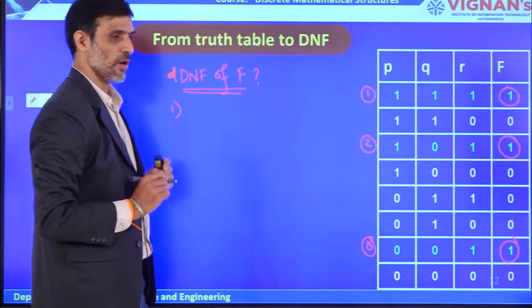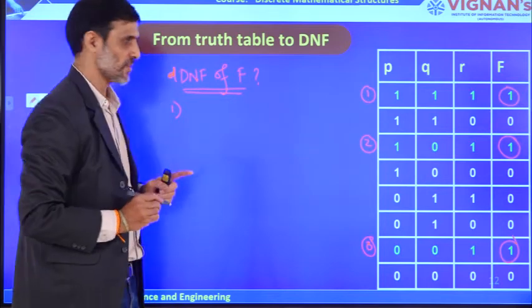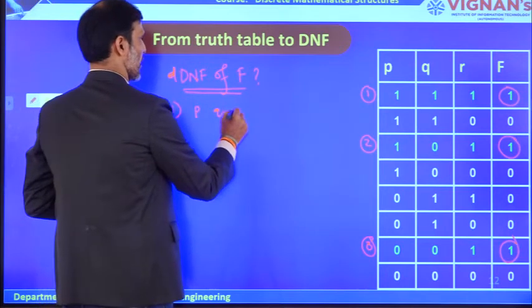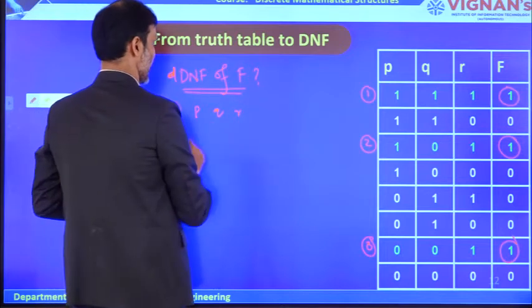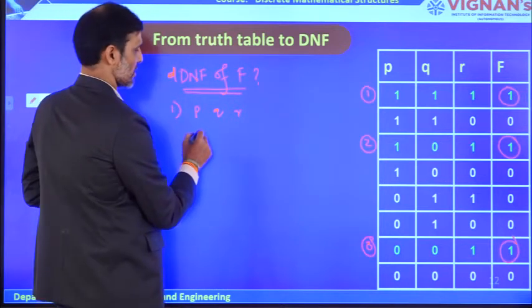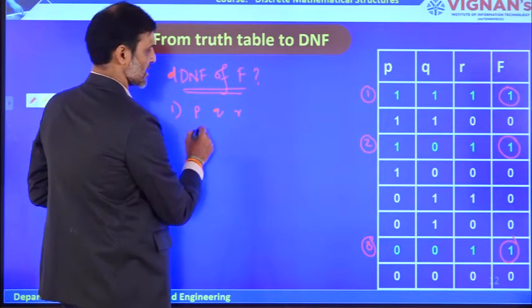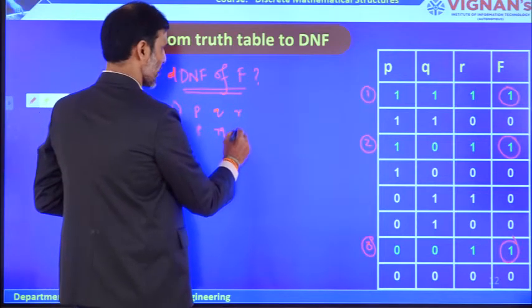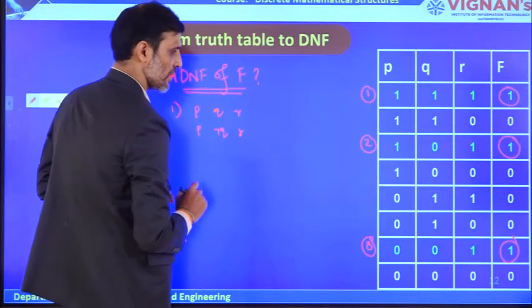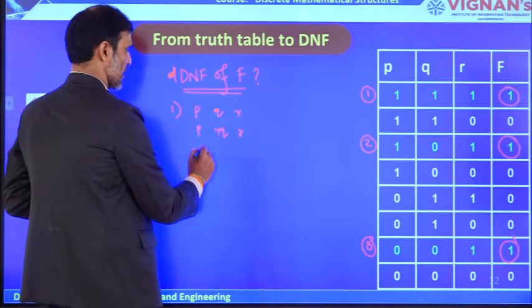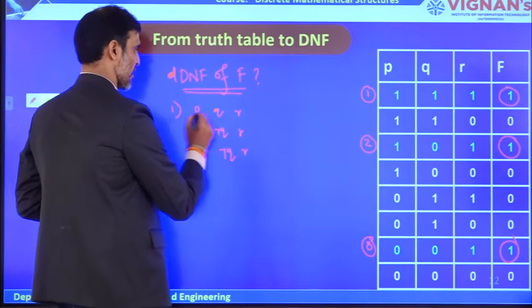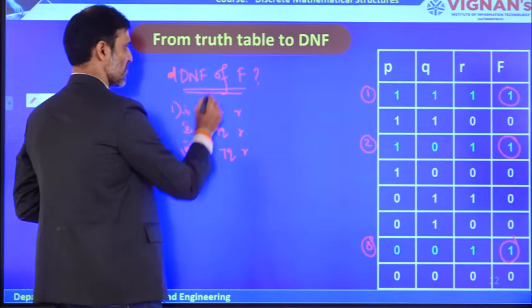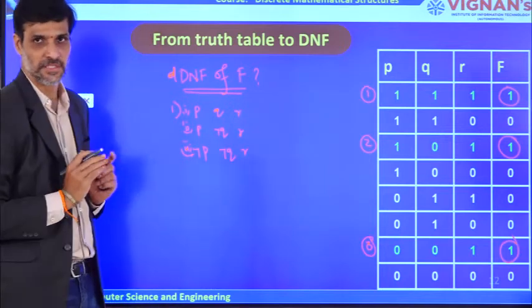Once you have identified these true values, consider P, Q, R. If all are true, this is the first one. Now the second assignment: P is 1, Q is 0, so negation Q, and R is 1, so you will take R. And the third assignment is 0, 0, 1, which indicates negation P, negation Q, and R. So, in the first step, we have identified for which assignments the function will be true. For these 3 assignments, the function will be true. This is the first step.